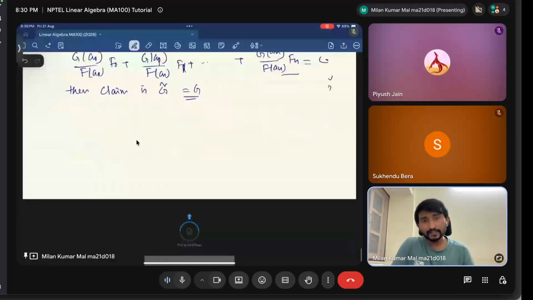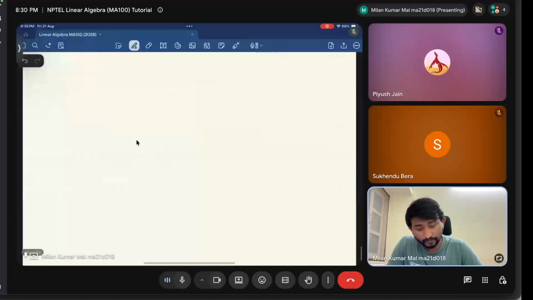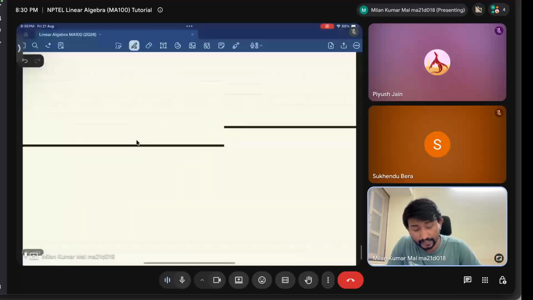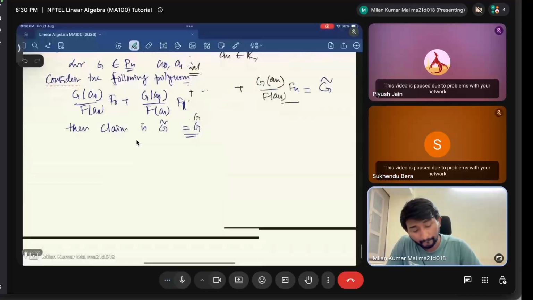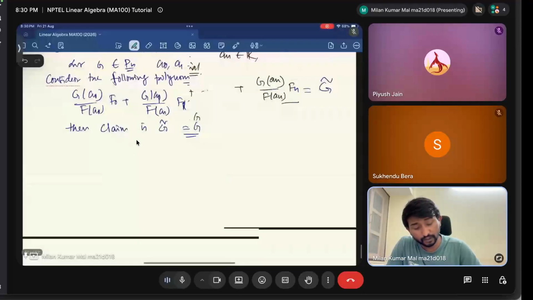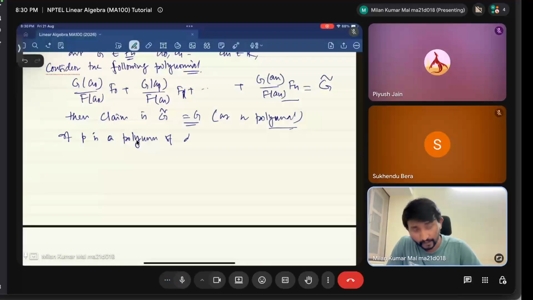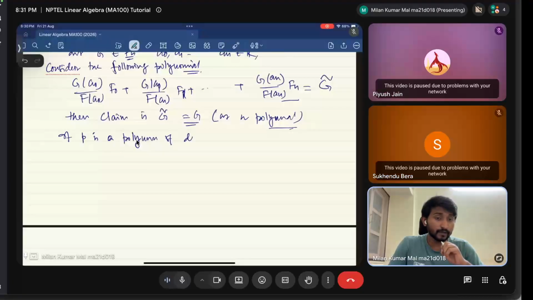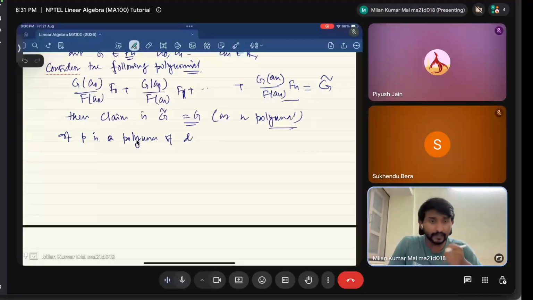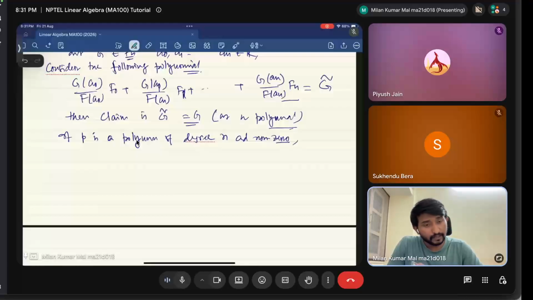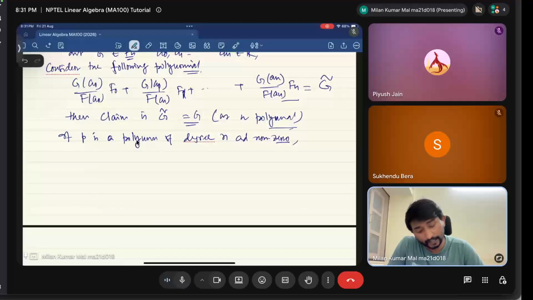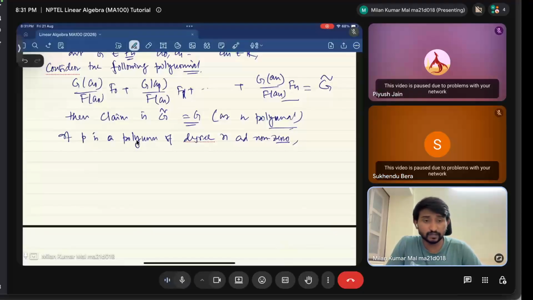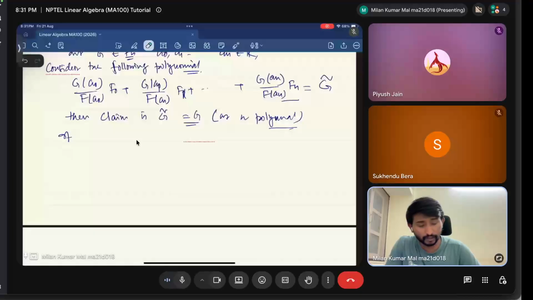So what do we know? Here is a standard result we will use. What is the standard result? If P is a polynomial of degree n and non-zero, then what is the number of roots the polynomial can have? Distinct, repetitive, whatever it is. If P is a non-zero polynomial of degree n, then P can have a maximum of n roots. That can be distinct, that can be repetitive, that's not the point. Maximum distinct roots is what one can consider.